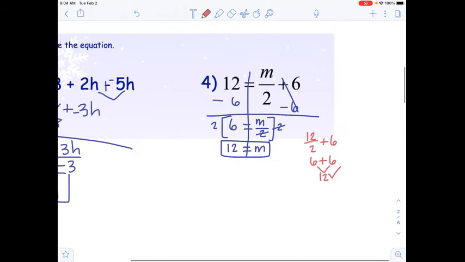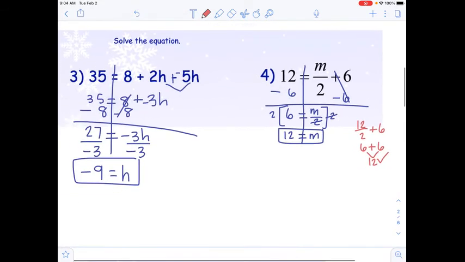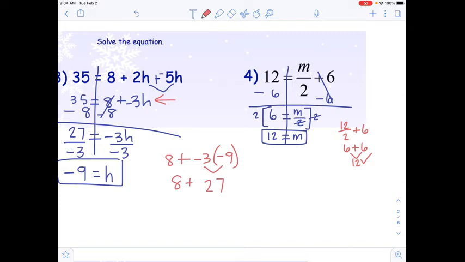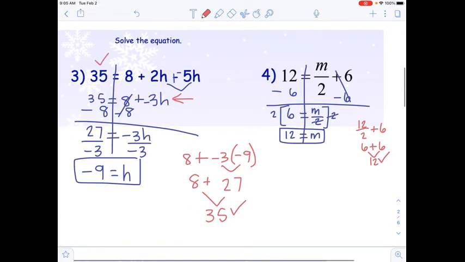And we can also check back on problem number 3. We can plug it into this simplified version. So 8 plus -3 times -9. Multiplication comes first. 3 times 9 is 27. And then we have plus 8. 8 plus 27 is 35. So check. That's what I was going for. So my answer of -9 was correct.